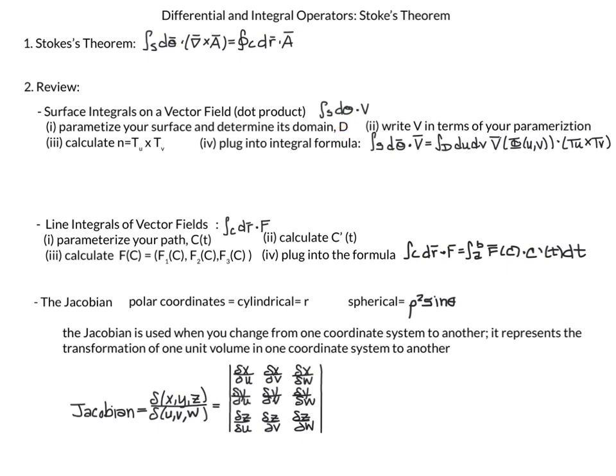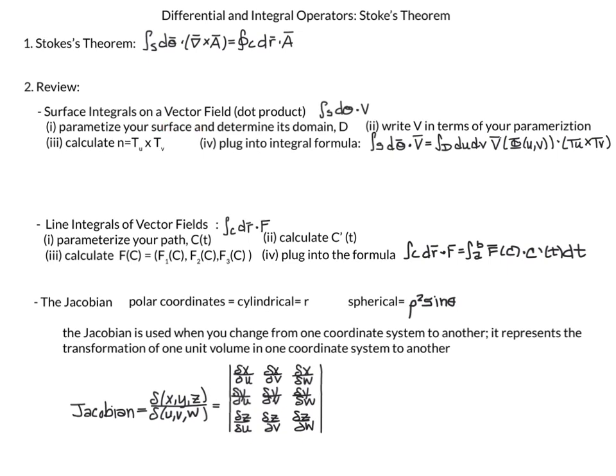The second step is to write our vector field V in terms of our parameterization. And the reason why we do this is V is defined over the whole entire space, but we're only concerned with V over our surface. So we parameterize it. We do a composition, V composed with our surface. The next thing we do is to calculate the normal to our surface, a vector normal to our surface.